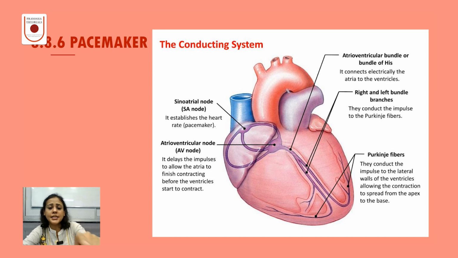Here again you can see the SAN or the pacemaker, the AV node. So from the SA node, the impulse is going to the AV node. AV node is going to give it to the bundle of His, the Purkinje fibers, which are going to cause the ventricles to contract, and alternately it is going to function.